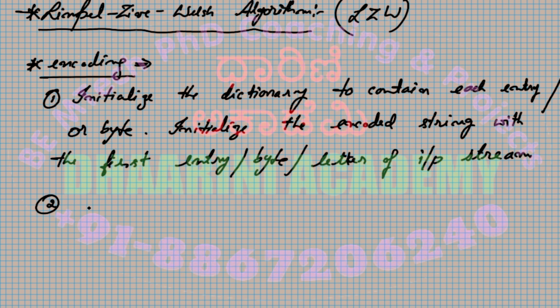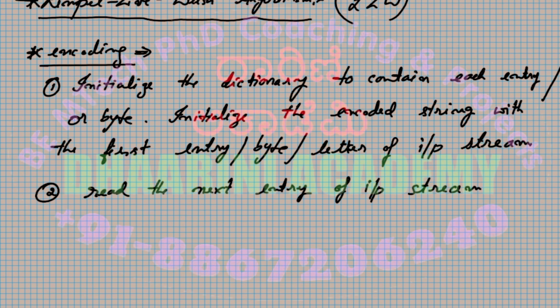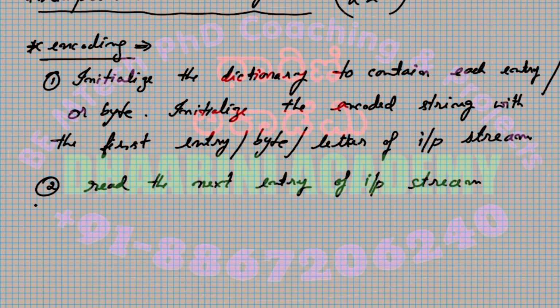So read the next entry, or even a byte, that works fine for us, entry of the input. Now I'm going into a loop. I'll come back to step number 2 again later. So I move to step number 3 now.